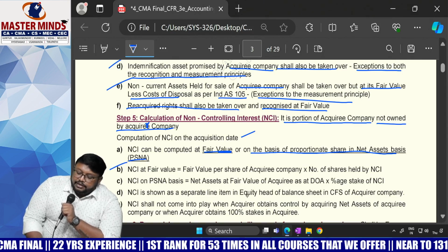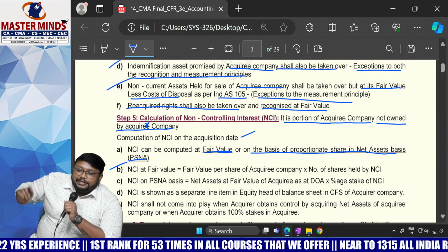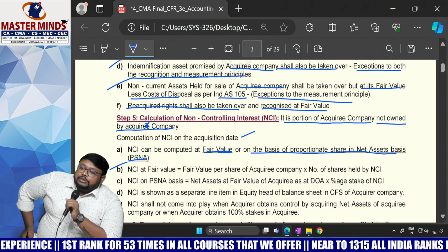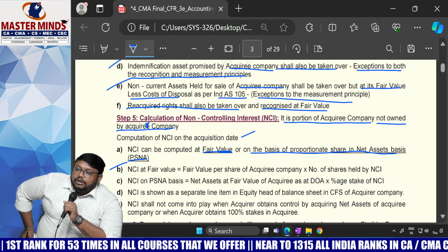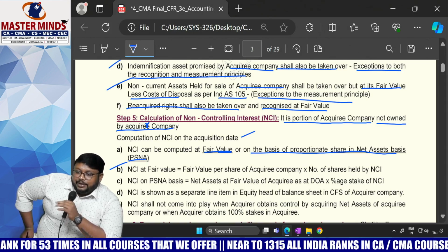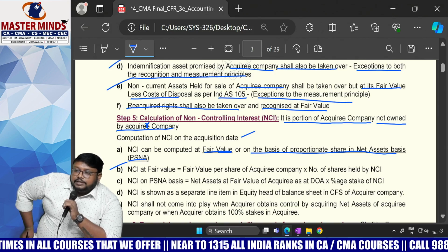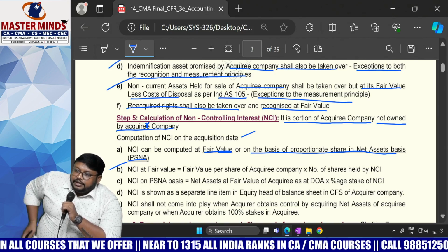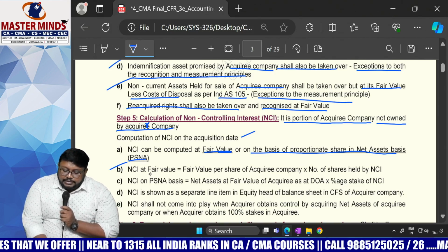So how do you calculate the non-controlling interest share wise? That we will discuss in consolidated financial statements. In consolidated financial statements also, you have to find out the amount of NCI, and there we will take it share wise. But for business combination, we can consider it based on consideration. So, non-controlling interest at fair value.